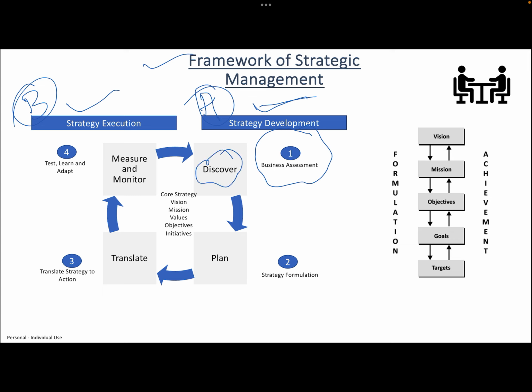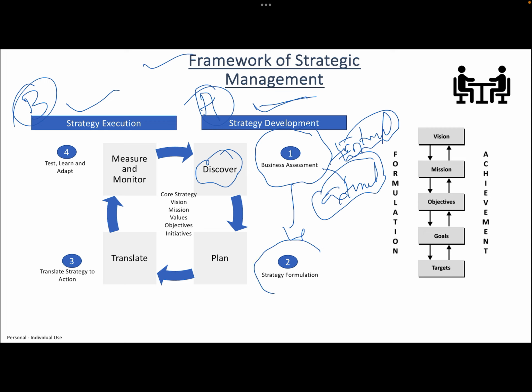So we saw this business assessment. How do we do business assessment in the internal environment and then the external environment? This was the subject matter of chapter 2. So we did business assessment, and after that we have to do strategic formulation. That is nothing but planning. So business policy is a step which comes in strategic formulation.